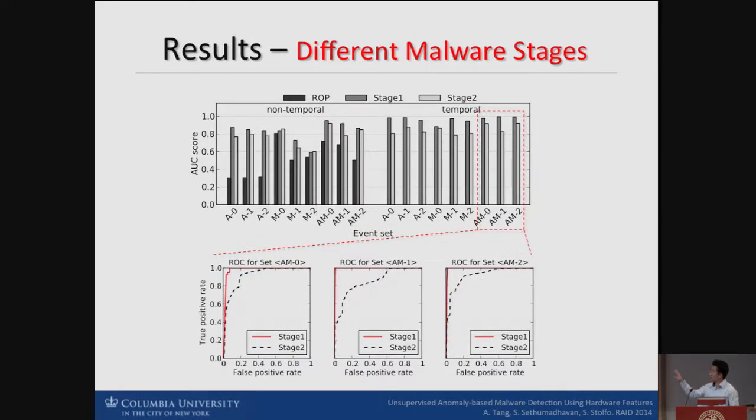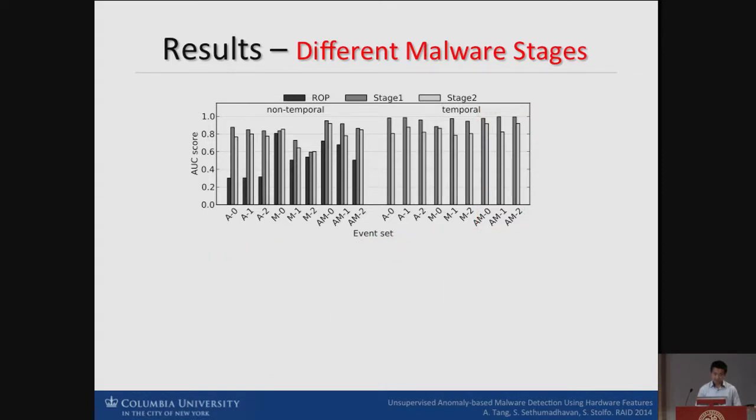So next we zoom into the ROC curves for the same AM event sets for the temporal models, and we can easily tell that for the temporal models, it seems to have a better detection performance. So I want to briefly summarize some of the key observations from the results that we have here.